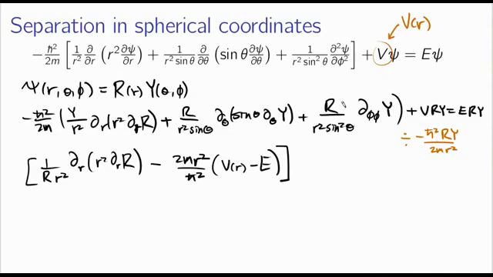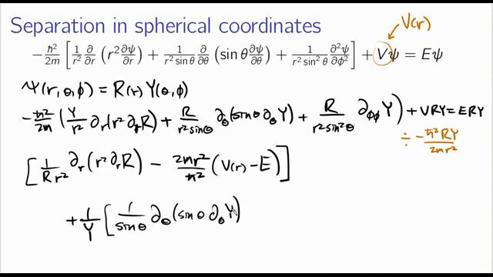I also have terms, of course, from my theta and phi, which end up looking like 1 over Y, and what am I left with? I'm left with a 1 over sine theta, partial derivative with respect to theta of sine theta times the partial derivative with respect to theta of Y, plus 1 over sine squared theta, second partial derivative with respect to phi of Y.